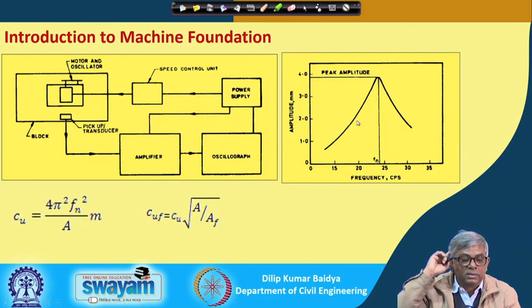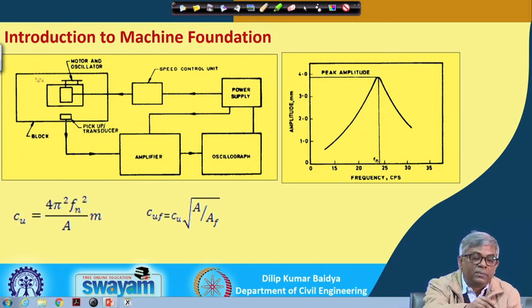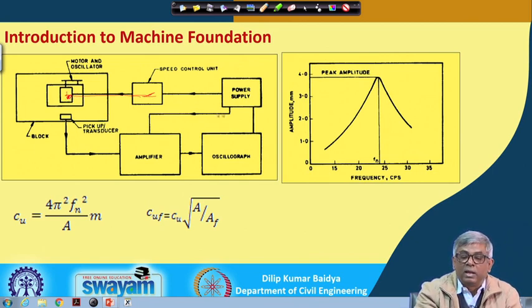Next, this is another arrangement, which gives the plan view of how it will be. This is the pit, on the pit there will be a block, and on that the motor and oscillator. From there it goes to the speed control unit, through which it will be rotated directly, there is no connection, and then the power supply and so on will all be there, and then there will be some pickup to measure the amplitude and frequency. So, this is the arrangement of the test system.